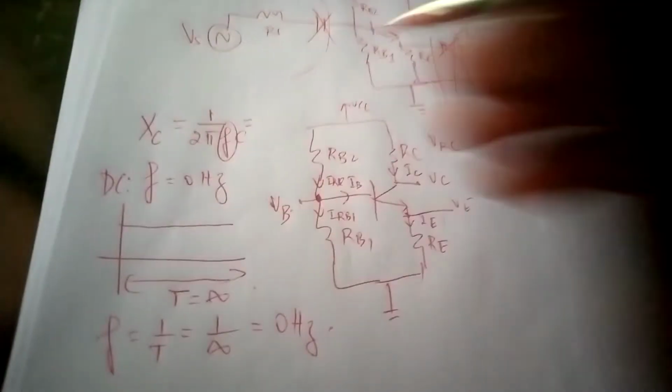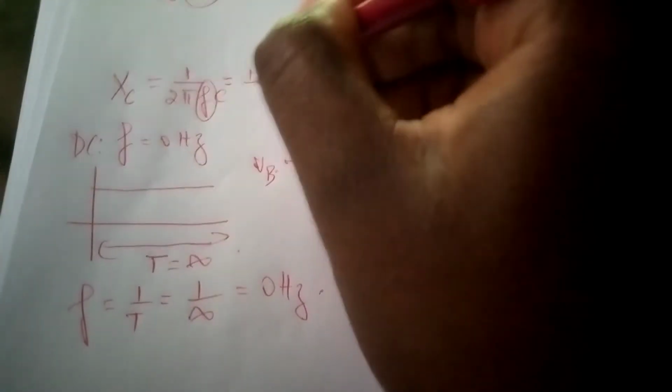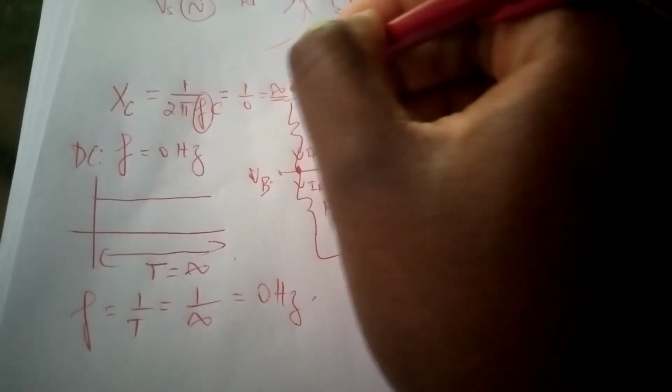So if you go with the fact that the frequency is 0 hertz, and go back to the reactance of the capacitor, in this case it will be 1 over 0, which will be infinite. A reactance of infinite ohms means an open circuit. Agree, that's the idea. Very important.